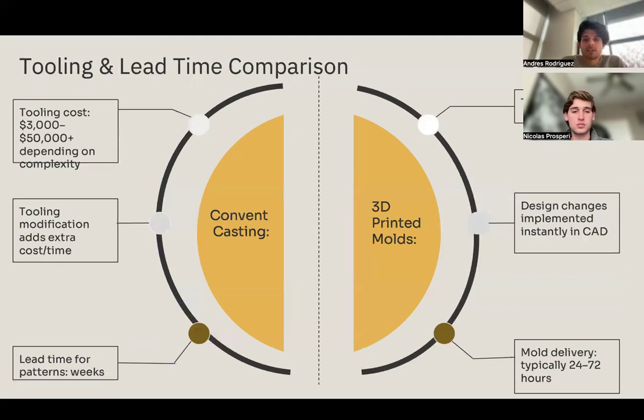This slide shows the contrast very clearly. Conventional casting requires 3,000 to over 50,000 in tooling, depending on part complexity, of course. Tooling modification also adds an extra cost and weeks of delay. While on the other hand, for 3D printed molds, tooling cost is effectively zero. Design changes can be made instantly in CAD, and molds can be delivered in 24 to 72 hours. This makes 3D printing extremely attractive for prototyping, low volume production, and any application where design changes are expected.